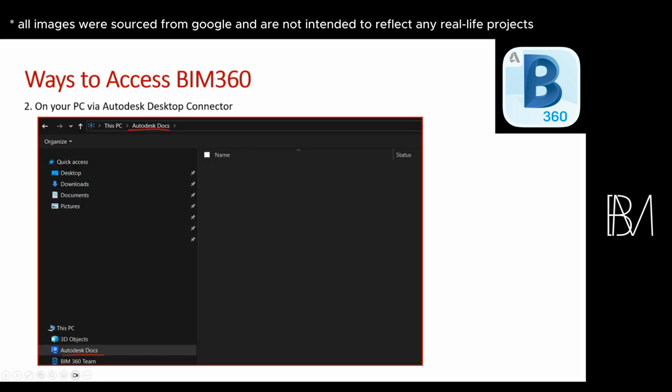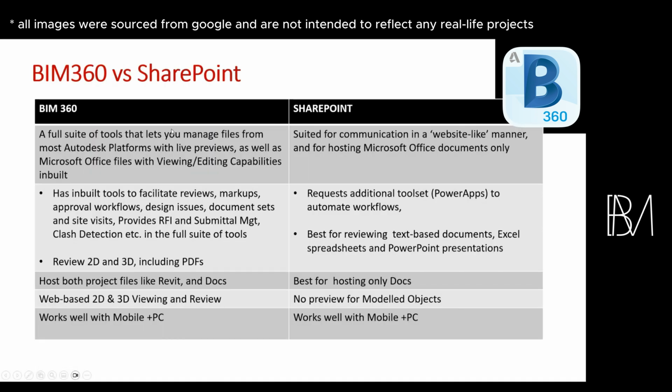Now, I mentioned at the start of the video that people do compare BIM 360 to SharePoint because to some degree, they're both for file sharing. People have used them for file sharing, but BIM 360 is really more than just file saving and file sharing. BIM 360 has a full suite of tools that lets you manage files from most Autodesk platforms. So that's AutoCAD, Revit, even PDFs, Civil 3D files. You can actually view them and work with them on the cloud.